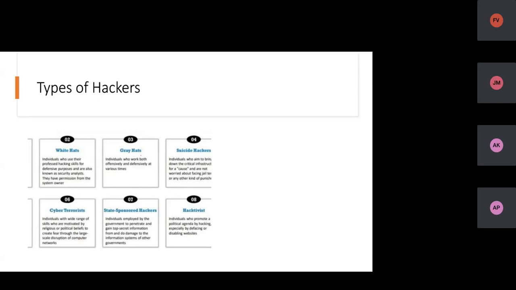Okay, how many types of hackers do you think there are? How many types of hackers? I've told you there are different types of attacks, and there are different types of people who carry out these hacks. It might be with good intent, might be with bad intent. So basically three: good, bad, and someone who does both, someone in the gray area.